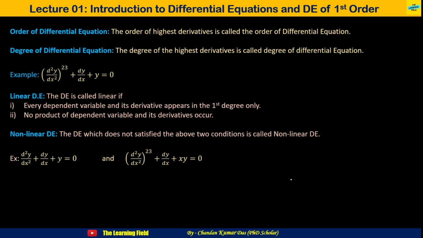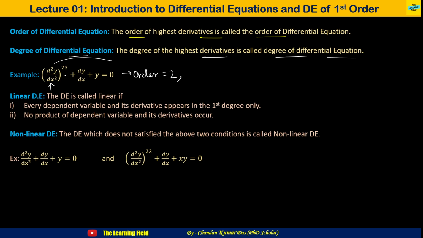Now we look into the ordinary differential equation, as this lecture series is focused on ordinary differential equations. The order of the highest order derivative is called the order of the differential equation. I think you all know what order and degree are. Now, the degree of the differential equation is the degree of the highest order derivative. So if we see this example, then we see that the derivative is of order 2. That means the order of this differential equation is equal to 2.